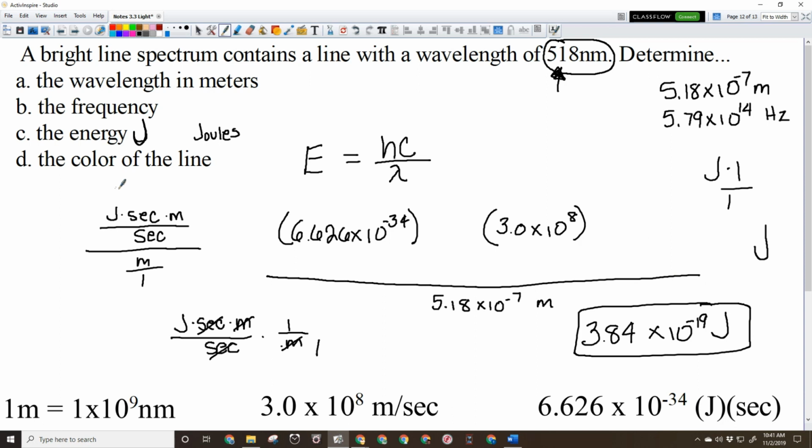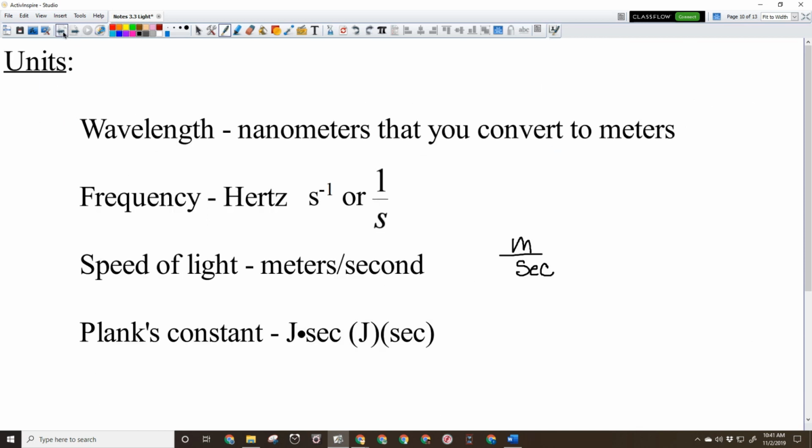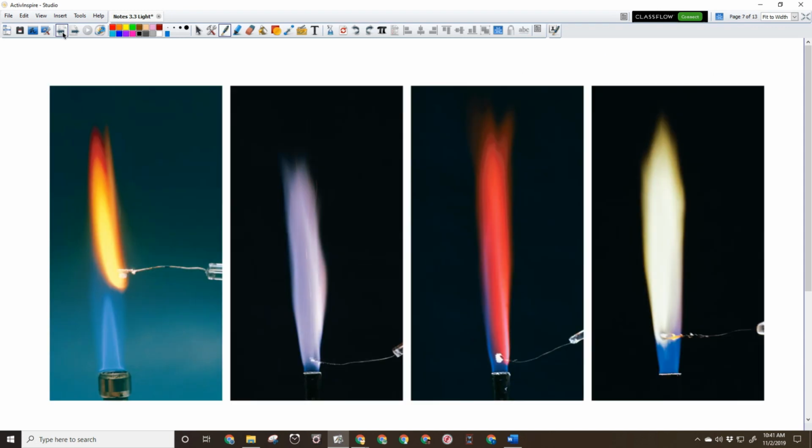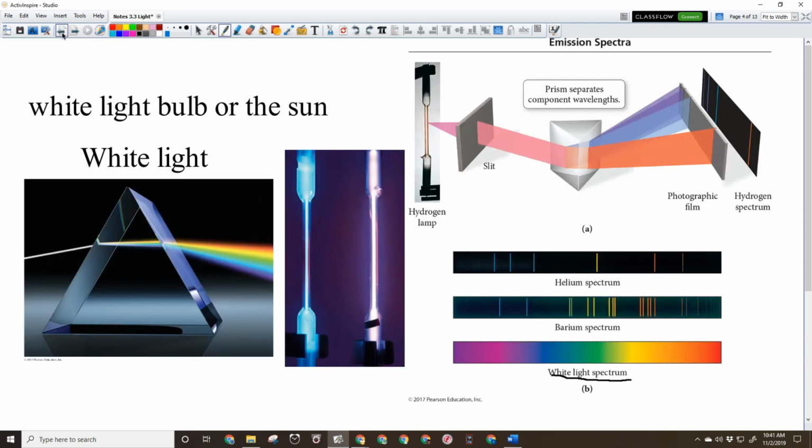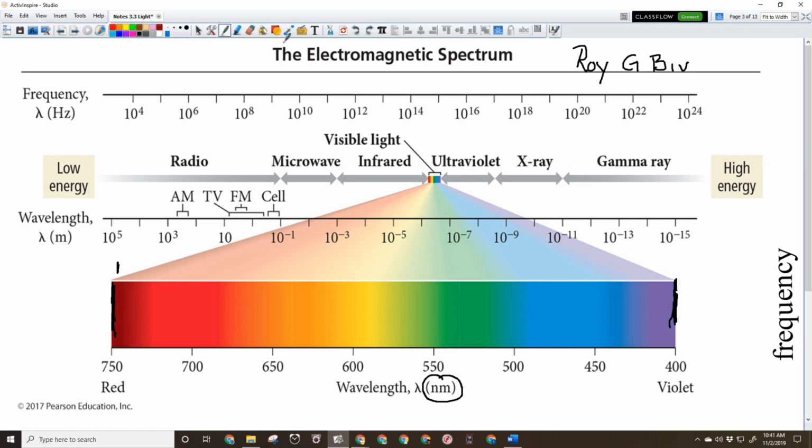All right, so this next question is asking, what is the color of this line? Well, when you have a question that asks the color, you're going to have to look at the nanometers, the wavelength in nanometers, because that's how it's given on the spectrum. So it's just going back to our original data in our problem. So it's 518 nanometers. So if we come back over here to the spectrum, 518 nanometers. So let me erase this line.